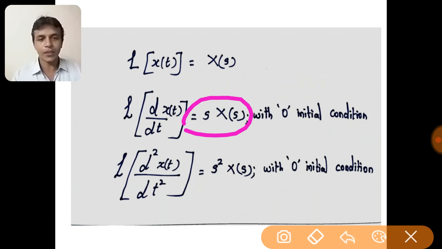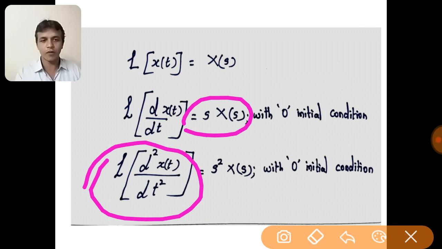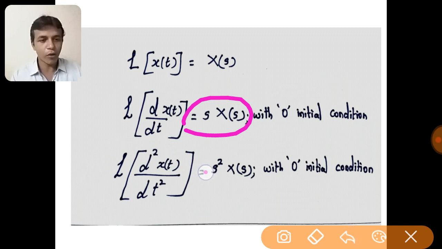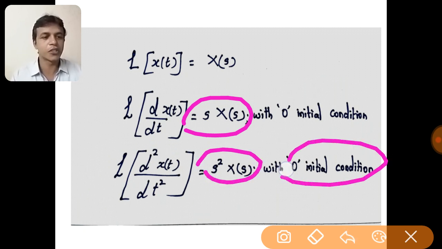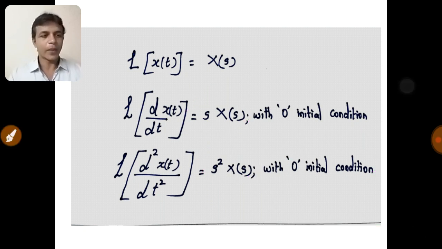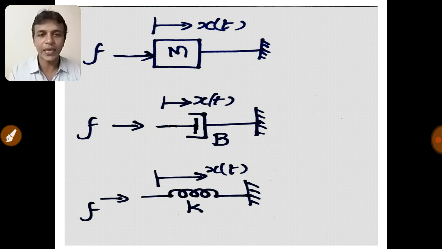Next, we shall apply the Laplace transform to acceleration. The Laplace transform of d square by dt square of x of t is equal to s square into X of s. Again, it is under zero initial condition, right? So with these parameters over, now we shall talk about the elements.